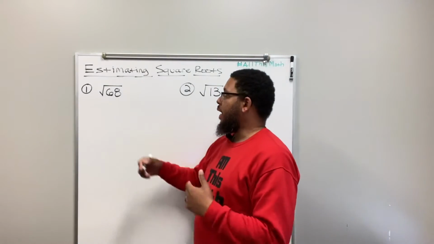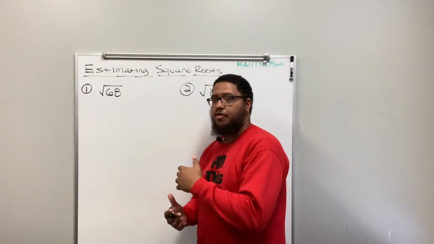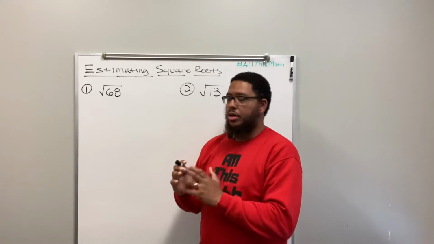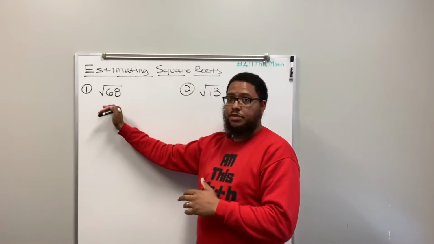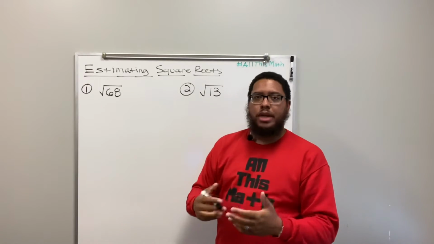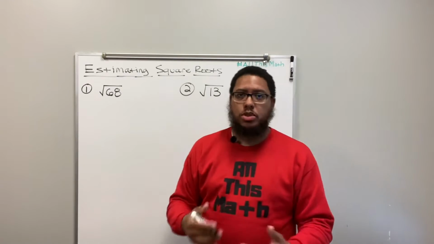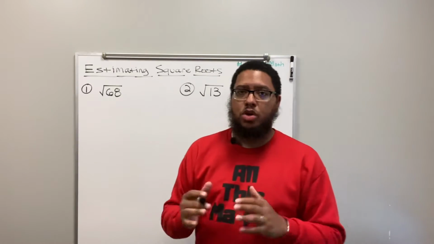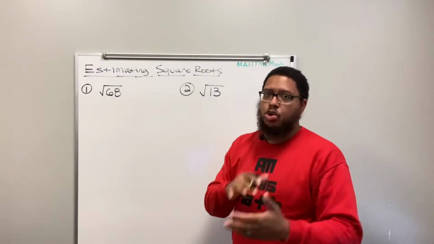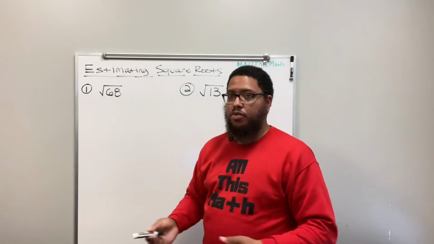Now, we want to estimate what the decimal value of this is. We're not going to simplify it by breaking it down and pulling out a perfect square factor of 68. That's not what we're doing right now. We're going to estimate what the decimal equivalent of this is. So when we say estimating square roots, we're talking about figuring out what the decimal equivalent would be, and something close to it. We might not be exactly right, but that's cool because we're just estimating. We're trying to get an idea of what it is.